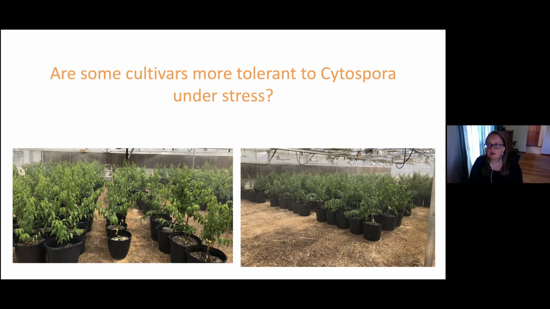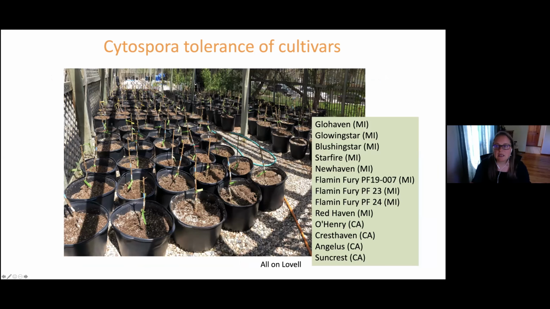The next question was whether some cultivars are more tolerant to Cytospora under stress than others. Growers have a lot of different cultivars that they could potentially grow, and on the Western Slope there are probably 10 to 15 cultivars that are actually grown. So we got a collection of these and wanted to see how tolerance varies. Are some more resistant or more susceptible? We had, I think, 13 different varieties that growers use. Some of these are from Michigan, so they're thought to have a little more cold tolerance than these others that are from California.